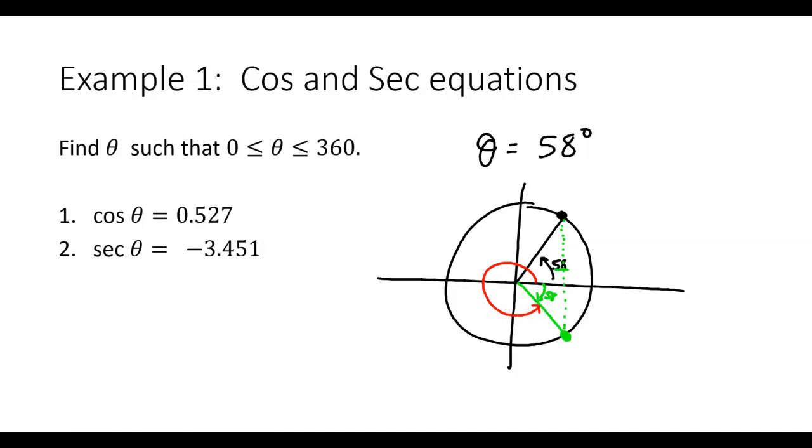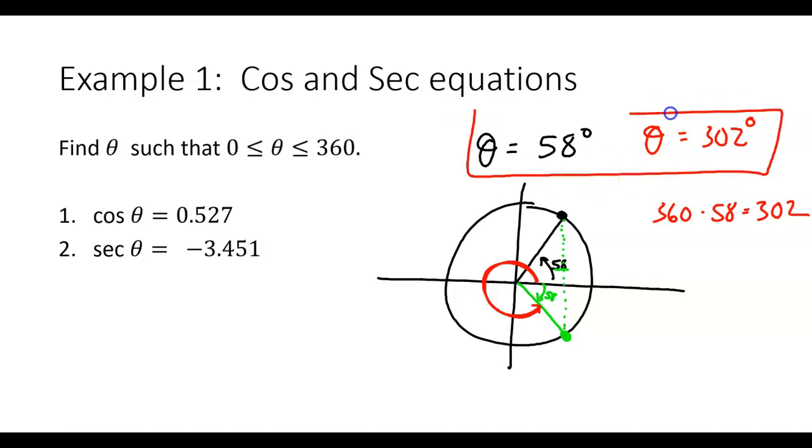Where is that at on the unit circle? At this point, I'm relying on your knowledge from 10.1 to be able to find that answer. We know that a full circle is 360. So this is a full circle minus 58. So it's going to be 360 minus 58, which is 302. And so my other answer will be 302 degrees. And that's the end of the problem. We found both answers just like that.